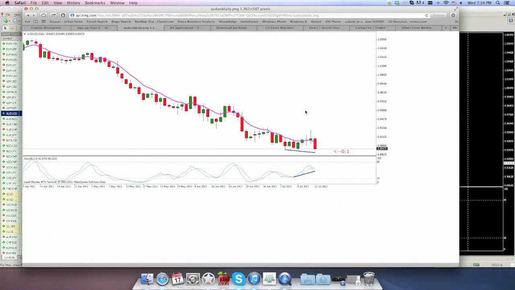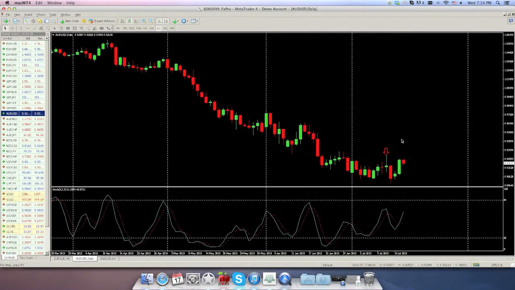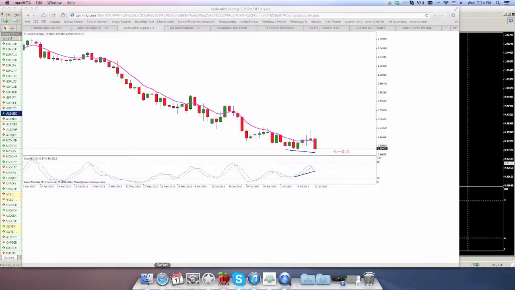All right, so what do we have on this one? We got Aussie dollar, US dollar. We have the lows going lower, but your indicator is going higher. Okay, we don't have a cross here yet, but we gotta see. Let's take a look at what actually happened. Daily charts, going from 8th of July to 12th of July, approximately.